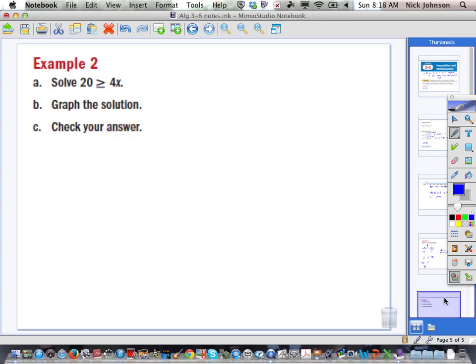Let's look at example 2. Solve 20 is greater than or equal to 4x. My x is now on the right-hand side. So I need to move everything over to the other side. The inverse of multiplying by 4, dividing by 4. Does my inequality change? My inequality does not change simply because I divided by a positive 4. So that means my inequality stays the same. 20 divided by 4 is 5.